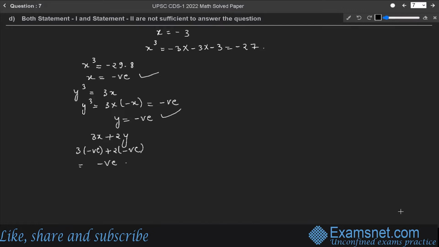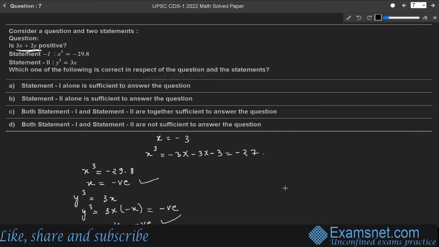Therefore, both statements 1 and 2 together are sufficient to answer this question. So the correct option for this question is option number C, which says both statements 1 and 2 together are sufficient to answer the question.